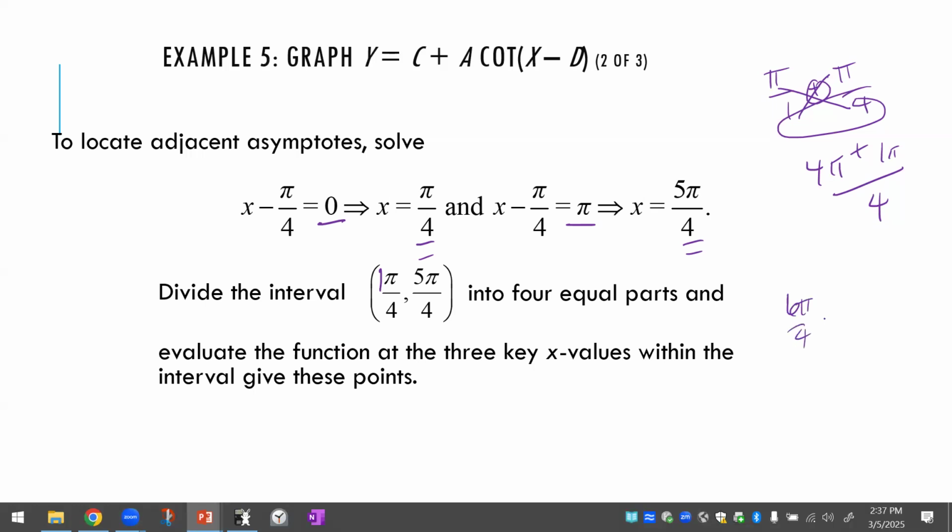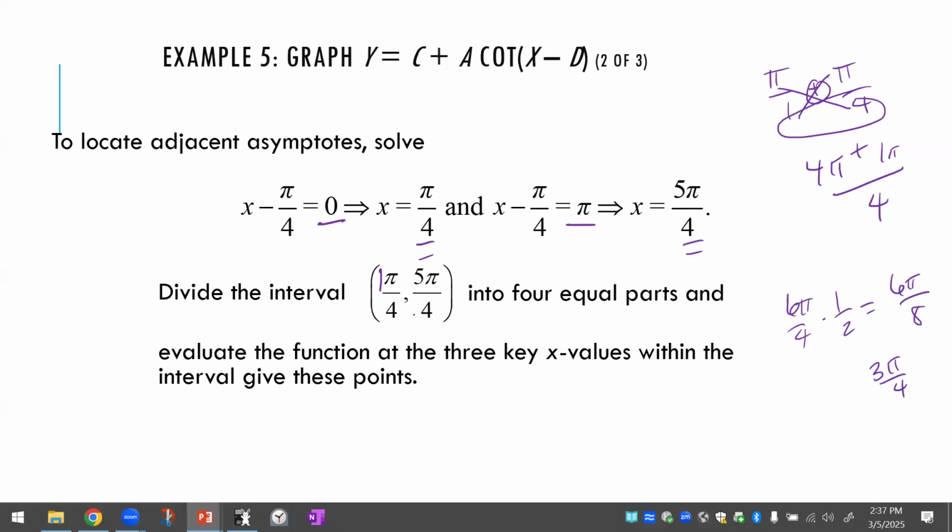6 pi over 4 divided by 2 means it's going to be 1/2, which is 6 pi over 8. So our halfway point is at 3 pi over 4. And then you'll do it again. So now you have 3 pi plus 1 pi, which is 4 pi over 4. And 4 pi over 4 is just what? Pi. Perfect.